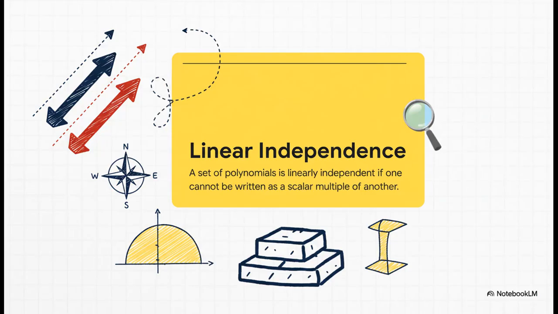Okay, before we go any further, let's get on the same page about this term linear independence. What does it mean? Well, it's actually pretty simple. It just means you can't get one polynomial by just multiplying the other one by a number. They're just fundamentally different. You can kind of think of them as pointing in completely different directions. And that one idea, that's the key to this whole first puzzle.